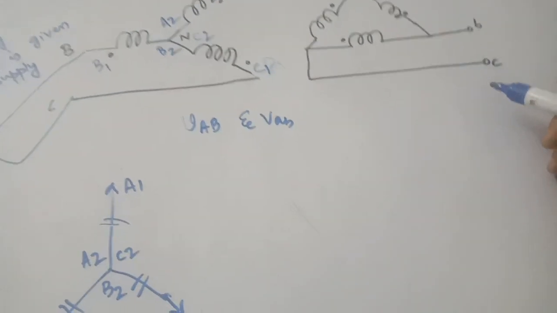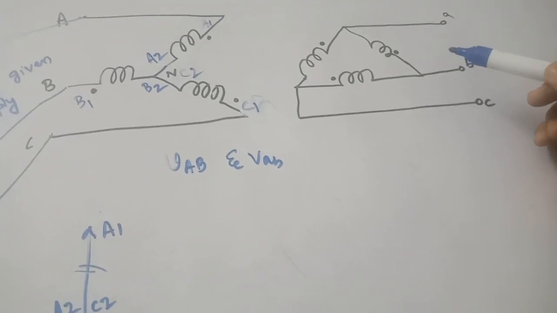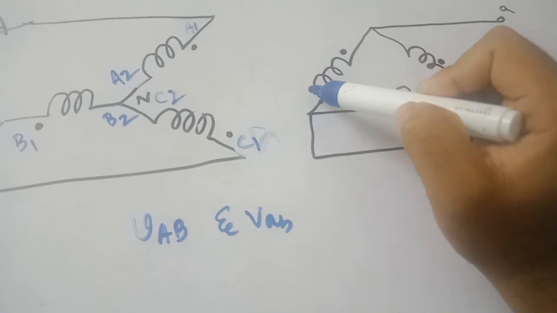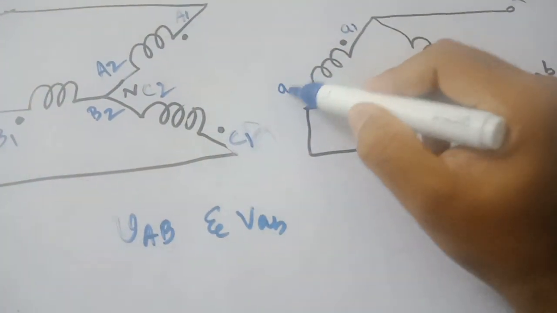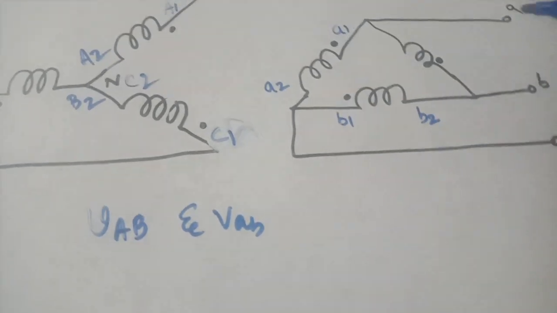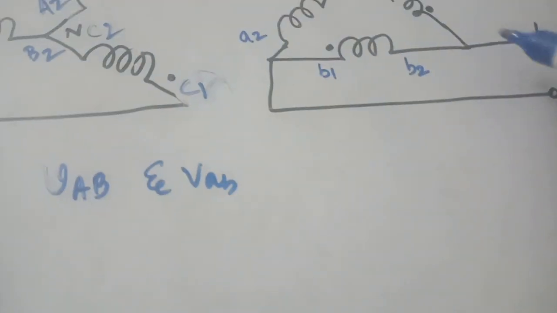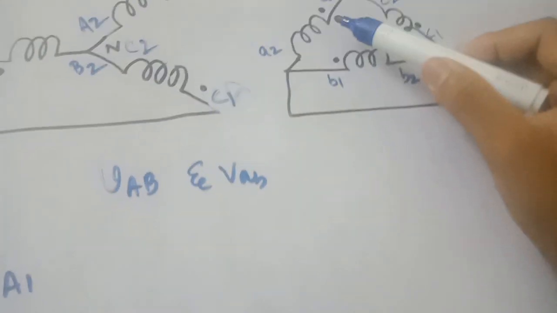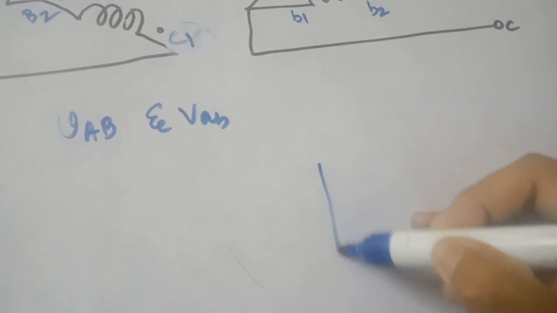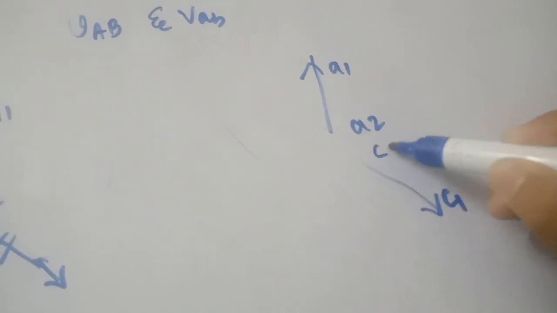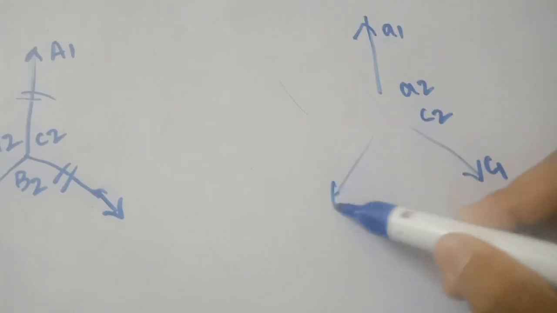Now our task is to find the line vector, because in delta, line and phase vectors are the same. As I said earlier, this phase mmf is balanced by this phase mmf. So at the dotted terminals I keep small a1, and at the undotted side a2. This phase mmf B is balanced by this phase, so at the dotted side I keep b1 and at the undotted side b2. This C is balanced by this, so at the dotted side c1 and at the undotted side c2. So this winding vector and this winding vector are in the same direction. Small a1 a2 is in the same direction as capital A1 A2, small c1 c2 in the same direction as capital C1 C2, and small b1 b2 in the same direction as capital B1 B2.